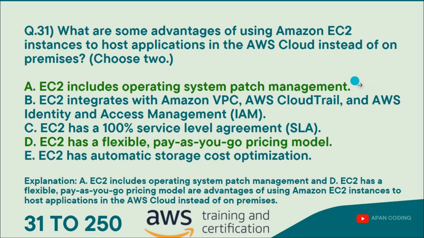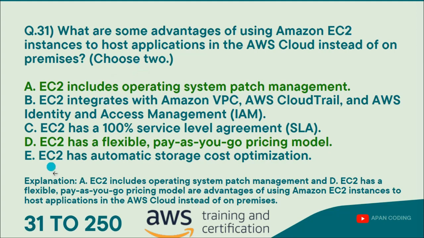All right, so the question is asking, what are the advantages of using an Amazon EC2 instance to host an application in the AWS cloud instead of on-premises? You know very well, friends, on-premises means your local devices, but here the question is asking about the advantages of an EC2 instance. The first answer will be that EC2 includes operating system patch management, and there is also a second answer, because here the question is asking for two answers.